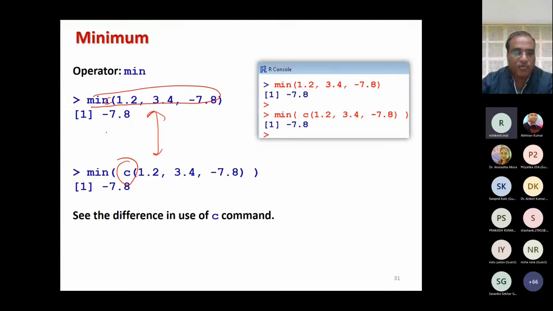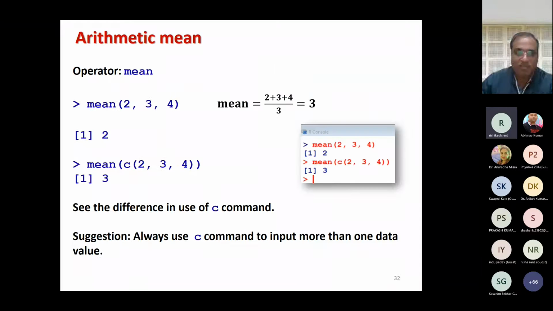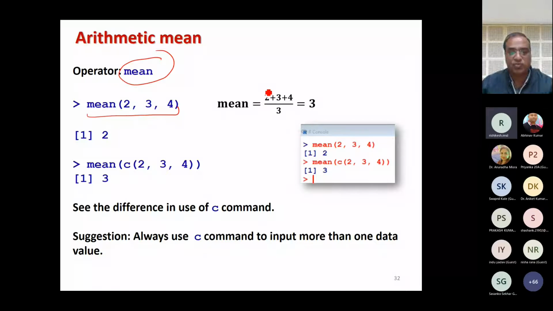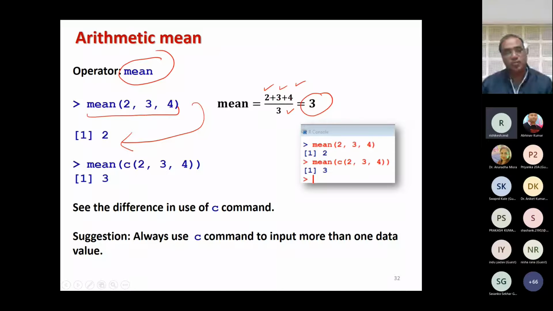But now I give you one more example. Suppose I give the operator mean. Mean is used for finding the arithmetic mean. So I try to find the mean of 2, 3, 4. If you calculate it yourself, this will be 2 plus 3 plus 4 divided by 3. 2 plus 3 is 5, 5 plus 4 is 9, 9 divided by 3 is 3. But if you see here, the answer is coming out to be only 2. So what is happening?